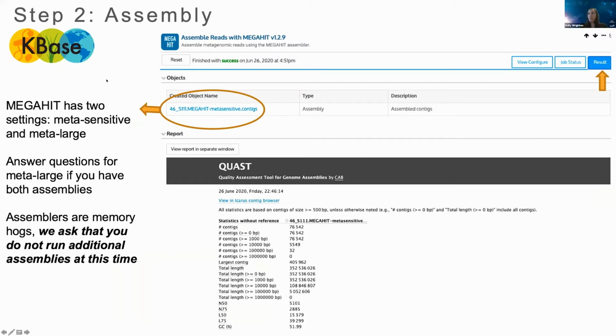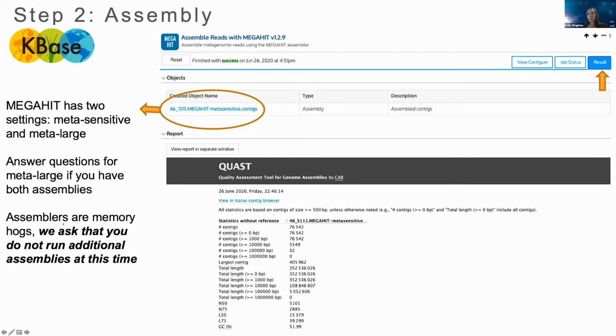When you're using MEGAHIT, it has two settings, and I'm only telling you this because I want you to pay attention to the larger assembly. MEGAHIT has meta-sensitive, which is really nice for smaller data sets and is a little bit more optimized, or it has meta-large. If we could, we ran both of your samples with each of those. So you might want to compare between the two. Do you get better assembly? Do you get better information using one over the other? However, for many of your samples, there was too much information and we actually used only the meta-large. For the questions today, we want you to use the meta-large assemblies.